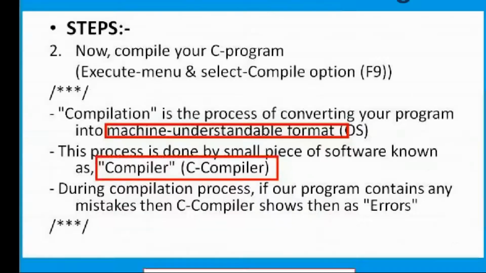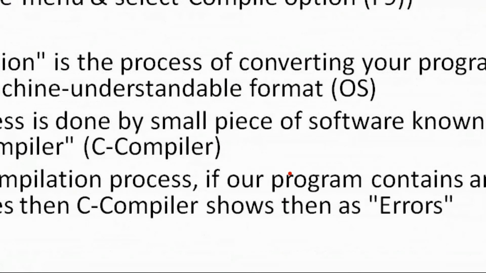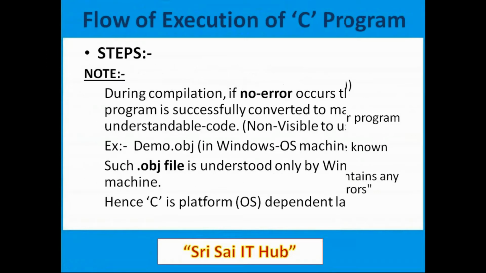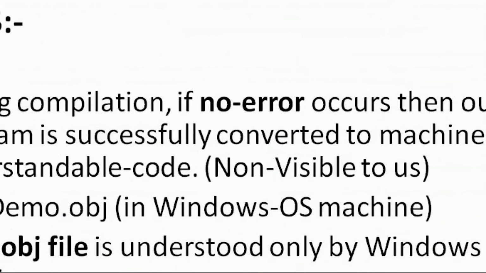During this compilation process, if we have any mistakes in our program, the mistakes are shown as errors. So this is step 2. Next, when our program does not have any errors, when it is error free, we'll get the machine code.